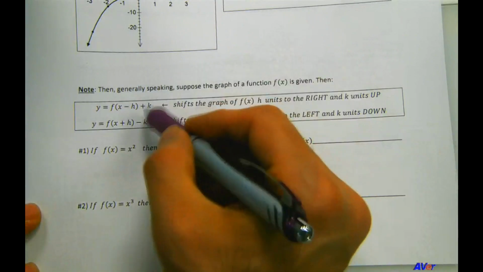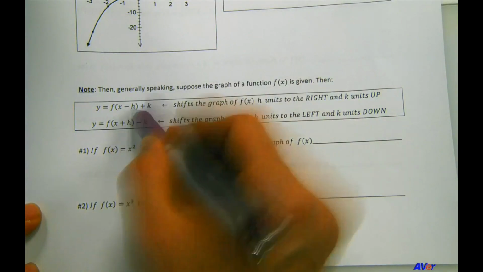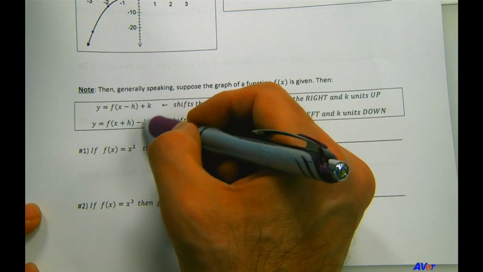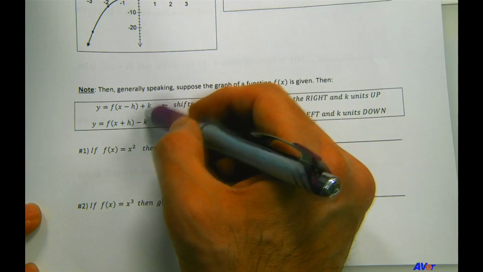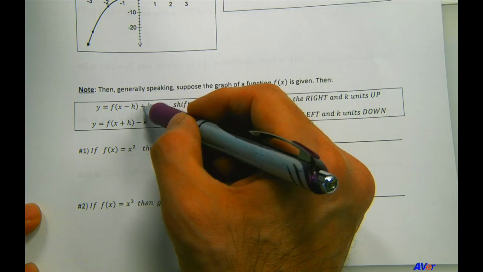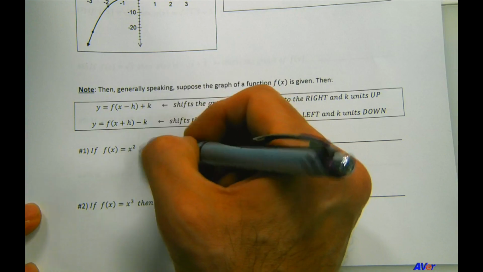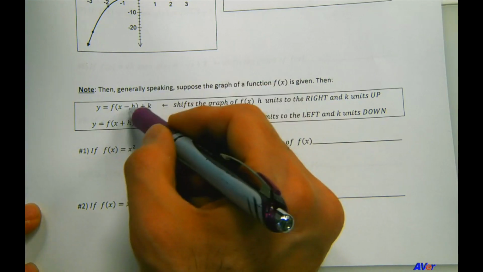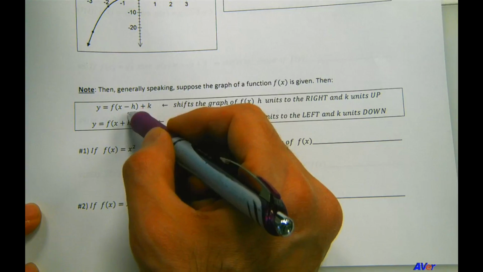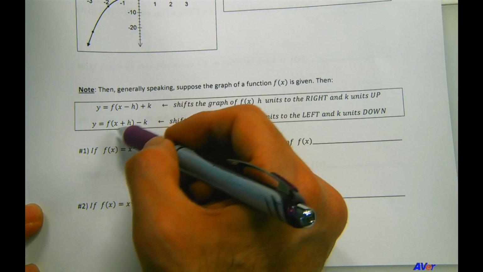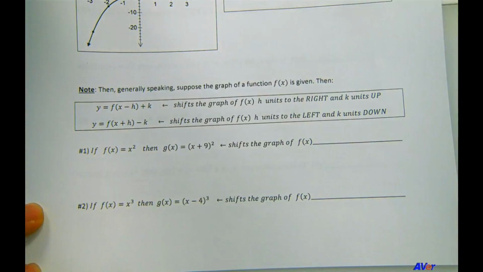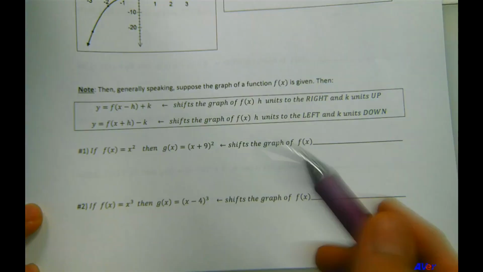So the point being, if any variable is outside of the function, it indicates vertical transformation, up or down, depending on if it's positive, up, if it's negative, down. But the value of h, the value of the variable that is inside the function, inside the square root function, quadratic function, or absolute value function, determines the horizontal shift.